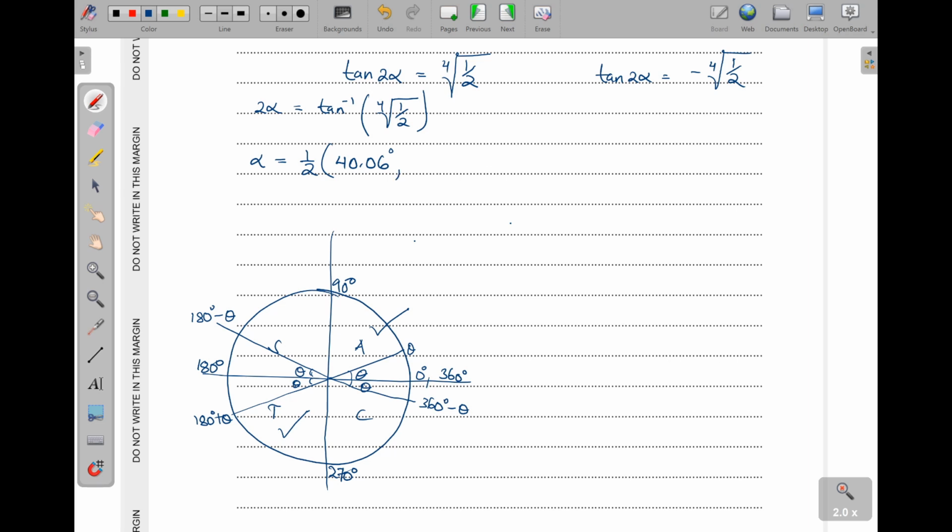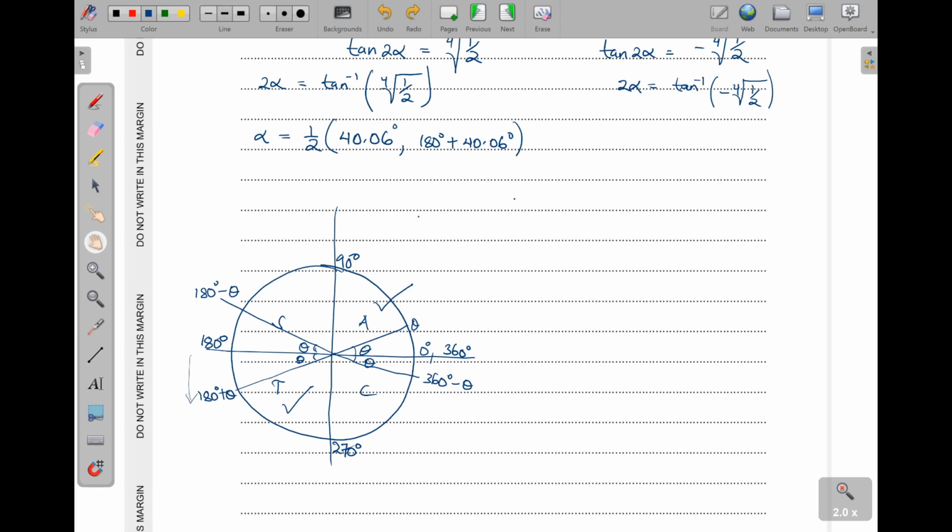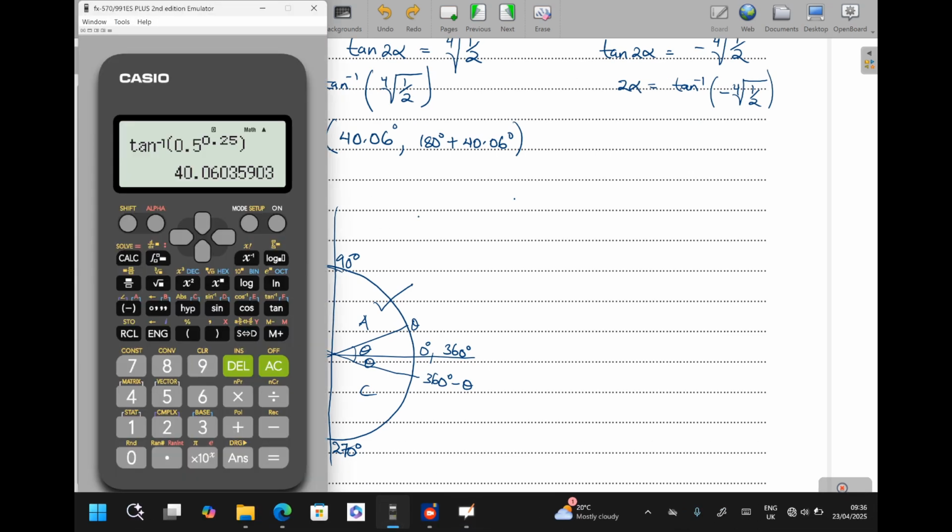So the next one where tan is positive is here. You see, 180, then plus. So we shall have 180, then plus the 40.06, okay? Then here, the 2 alpha is also going to be equal to the arctan of the negative fourth root of 1 over 2. Now here, when you put the negative of this one here, the calculator is actually going to give you the negative of this answer.